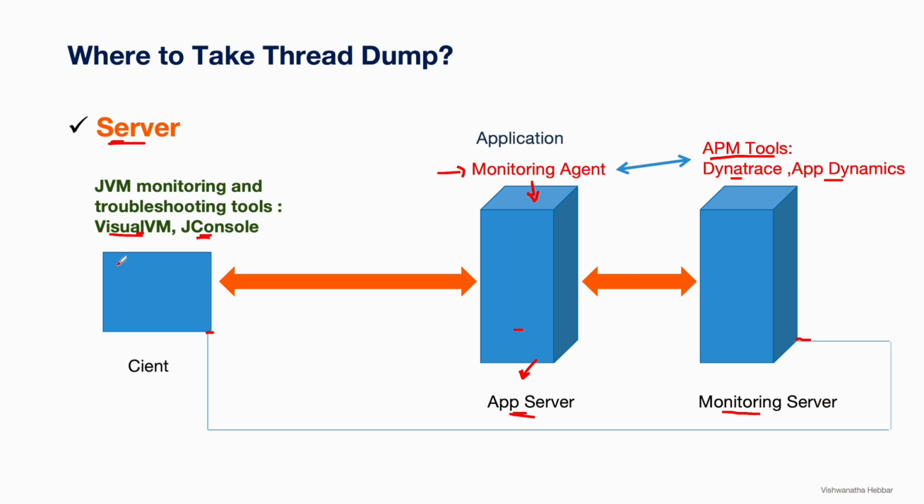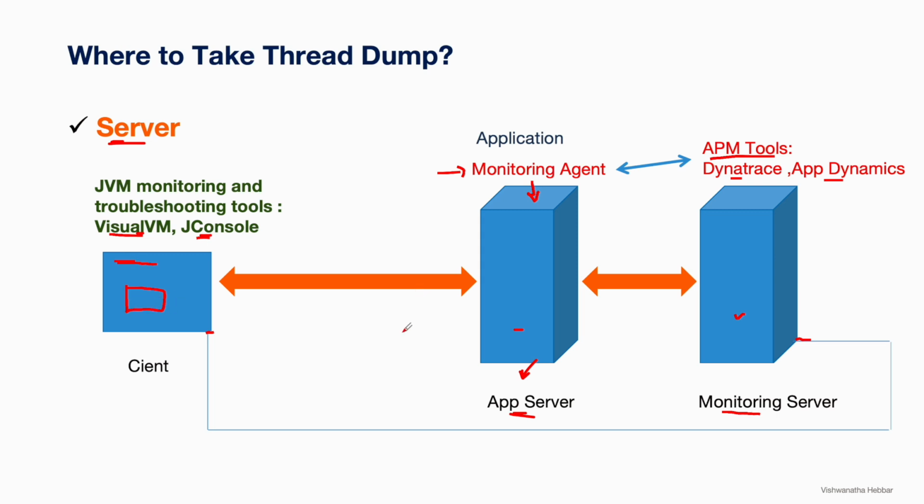You can access that on the web browser using a URL, and it will display in the dashboard format. Here all the details of the thread dump you can get in the dashboard format if you are using these application performance monitoring tools such as Dynatrace or AppDynamics. This monitoring agent will monitor this application server and take the thread dump and share the thread dump with the monitoring server. And here the monitoring server will store the thread dump details, and you can access these details using the URL, and it will display on your client machine in the dashboard format.